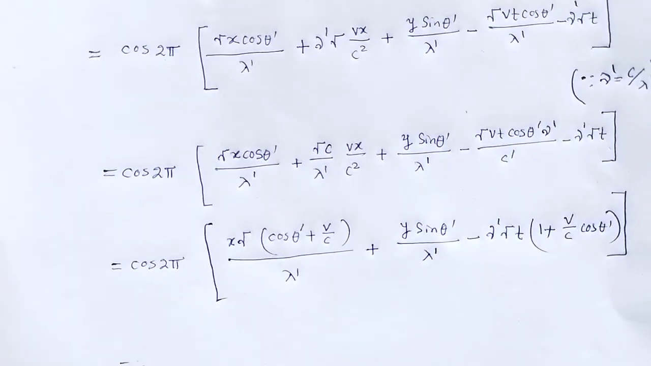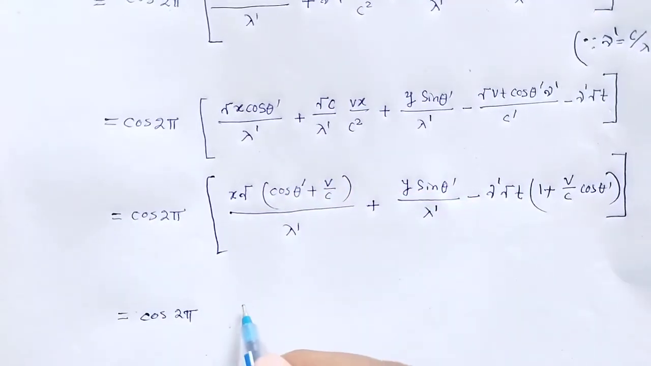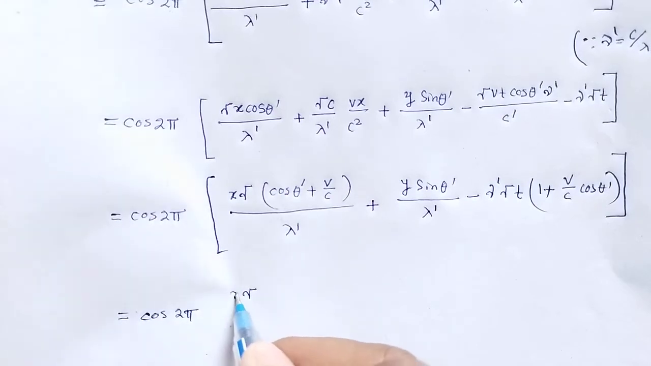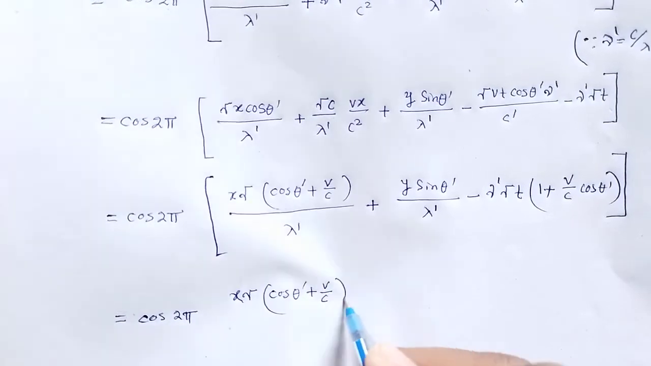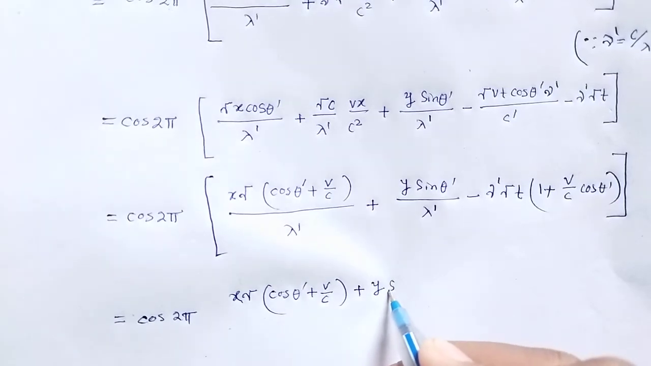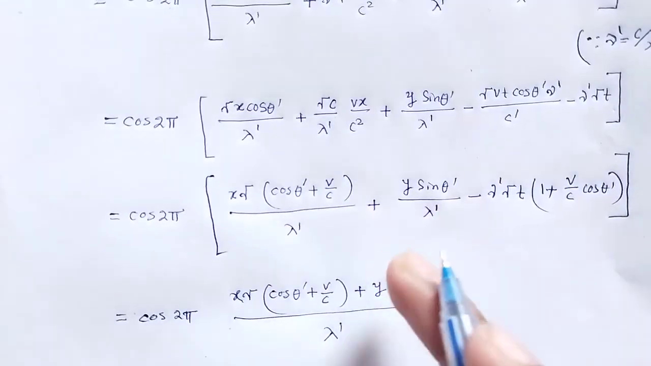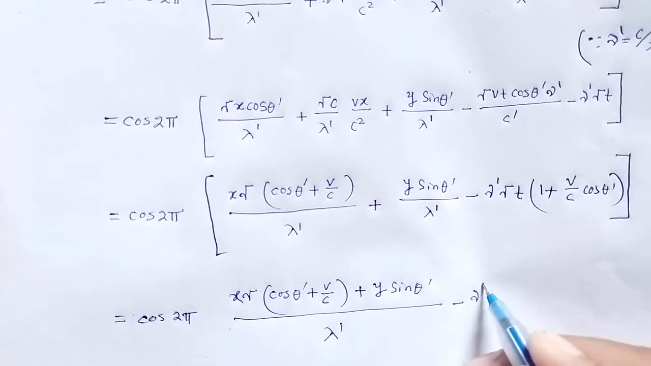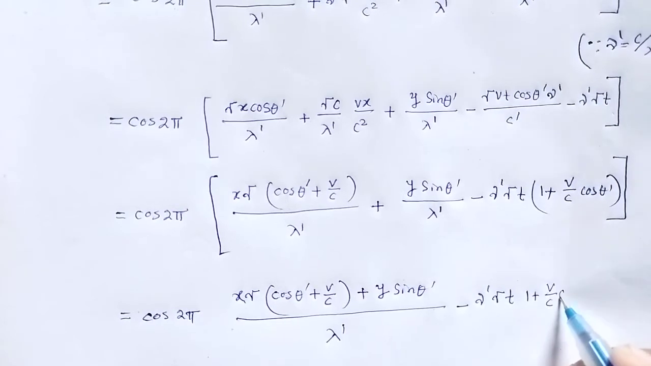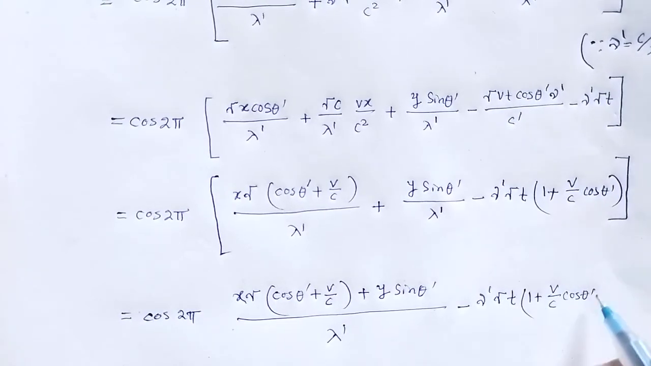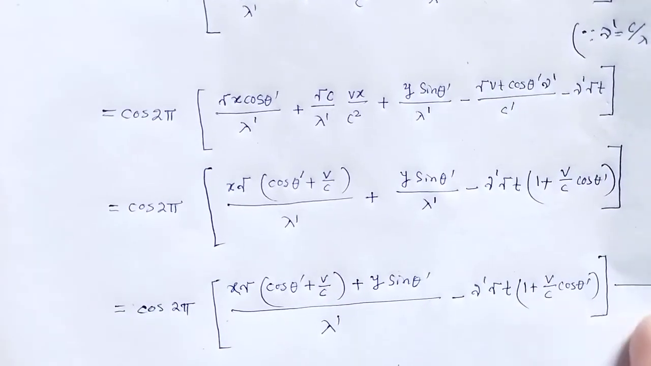That is equal to cos 2 pi, rearranging, that is x gamma cos theta dash plus v by c plus y sin theta dash divided by lambda dash from these two terms, minus nu dash gamma t, 1 plus v by c cos theta dash. This is equation number 3.